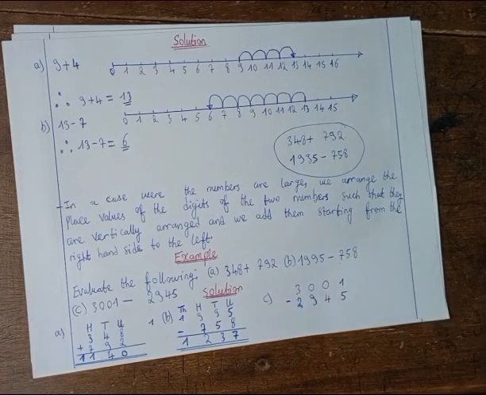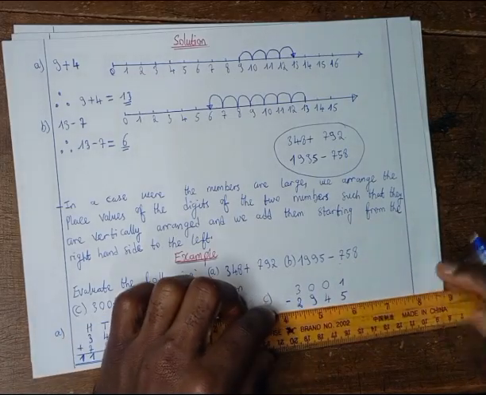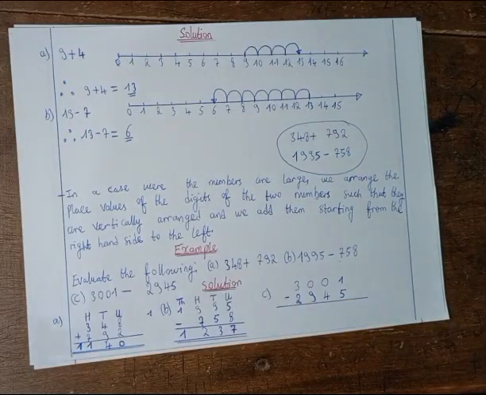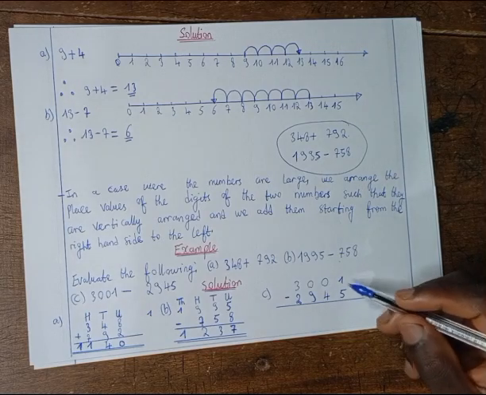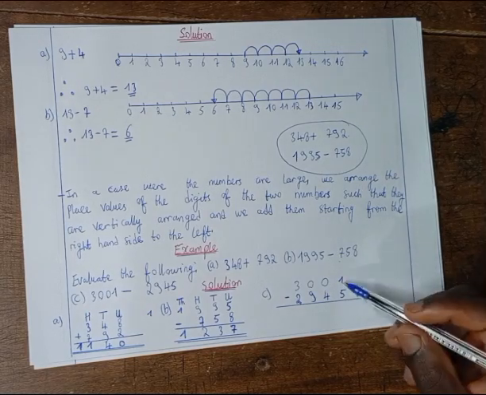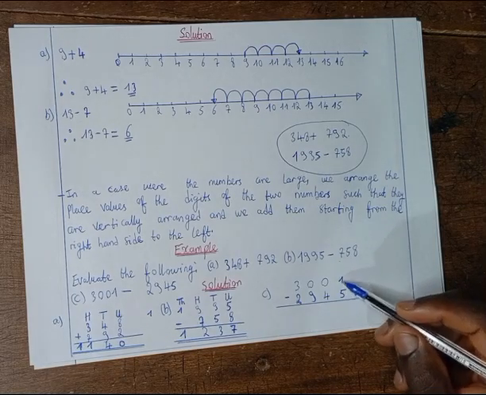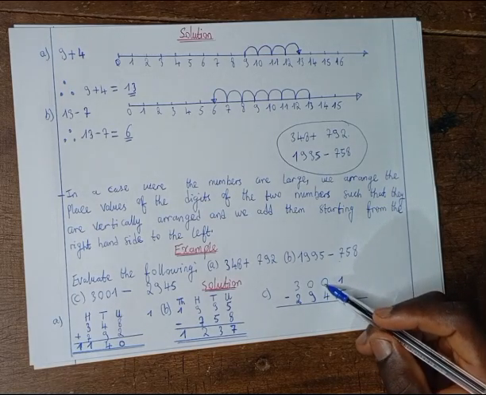We put the minus sign. Draw our horizontal line, and next we subtract. First thing, we have to start from the right hand side, then we move to the left. Here we have 1 minus 5. 1 is less than 5. So we are going to move to the next higher place value.